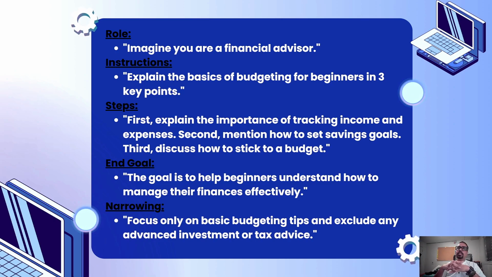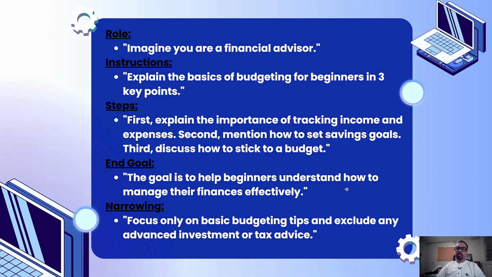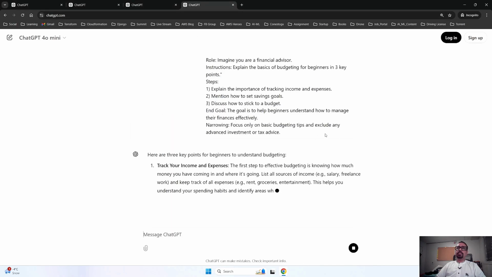So the steps. First, it will explain the importance of tracking income and expenses. Second, mention how to set saving goals. And third, discuss how to stick to a budget, which is very important. End goal. The goal is to help beginners understand how to manage their finances effectively. That's a great idea. If they start doing the savings from the start, it would be a good option. And then as part of narrowing, focus only on basic budgeting tips and exclude any advanced investment or tax advice. So let's go ahead and try to run this and let's see what it generates.